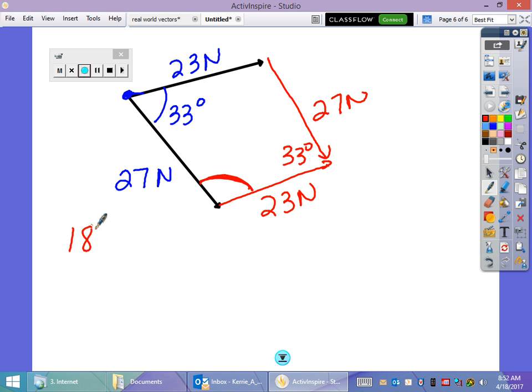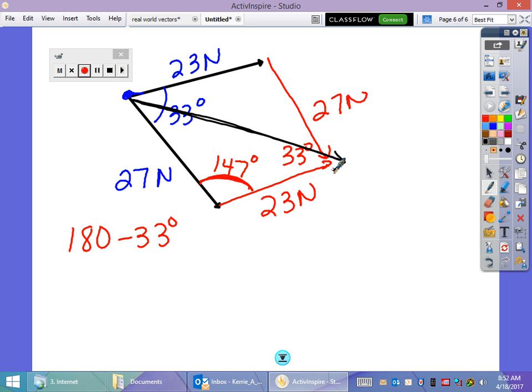180 minus the 33, because in parallelograms, adjacent angles are supplementary. So this is going to be 147 degrees. Where would my resultant vector be? Yes, split it down the center, right here. Good job. There's my resultant vector, right?